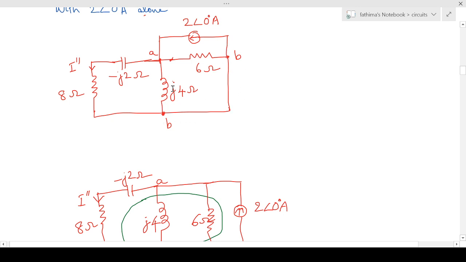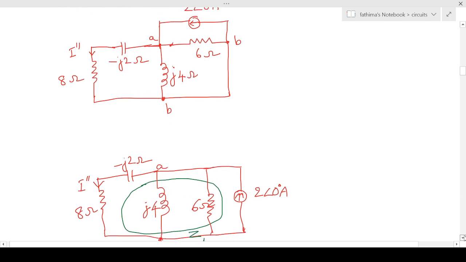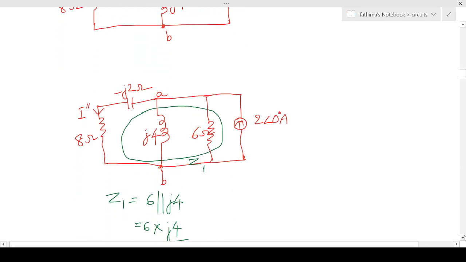That means this j4 and this 6 ohm are in parallel. So we can redraw the circuit like this, and also this current source is coming across A and B. So the whole circuit is redrawn like this. Now it's easy to simplify.